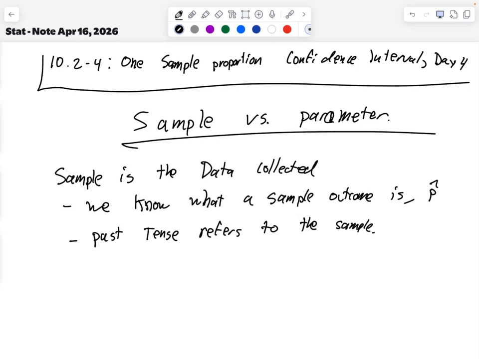What I really want to reiterate to you is that when we take a sample, we know what the results of that sample are. We know how many people say yes and how many people say no in our sample. We know what the p hat is. The p hat is basically past tense because it is known. It was collected. So when you use past tense, it tells us, myself and Ms. Page, that you're referring to the sample.